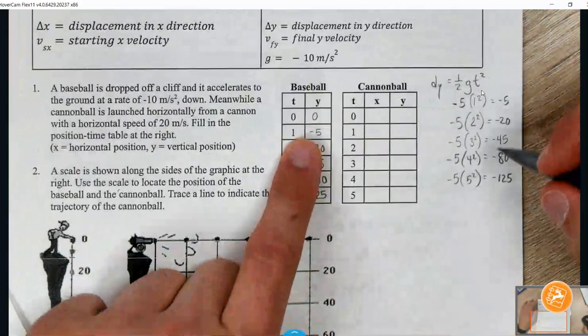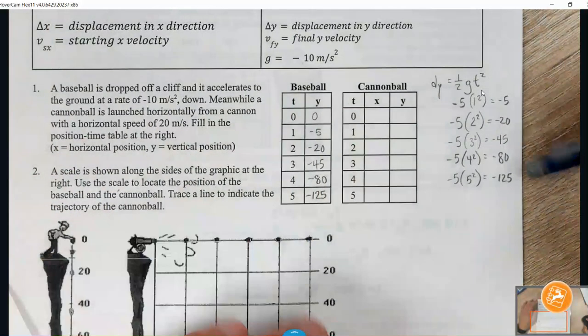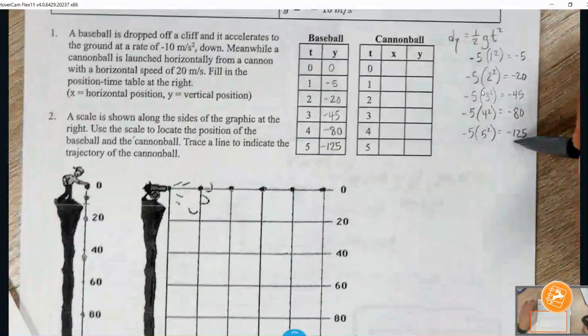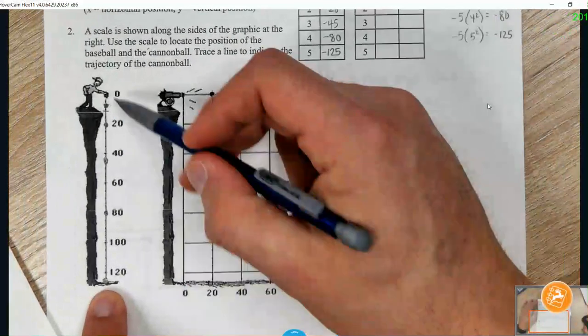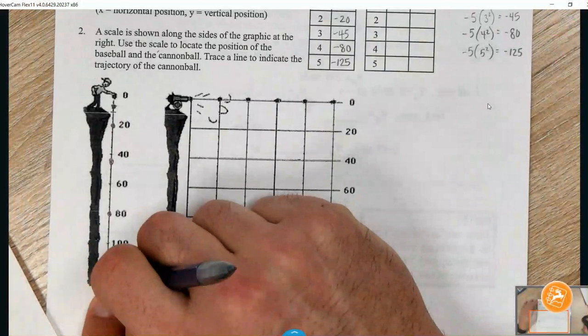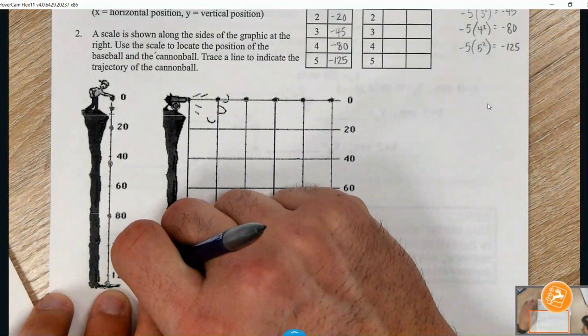Now the negative, guys, is indicating displacement, your vertical displacement. So remember, you can have a negative displacement. That's just telling you the ball landed at the very bottom, 125 meters below. But if the question asked, how high did the kid drop the ball from, what would your answer be for that?